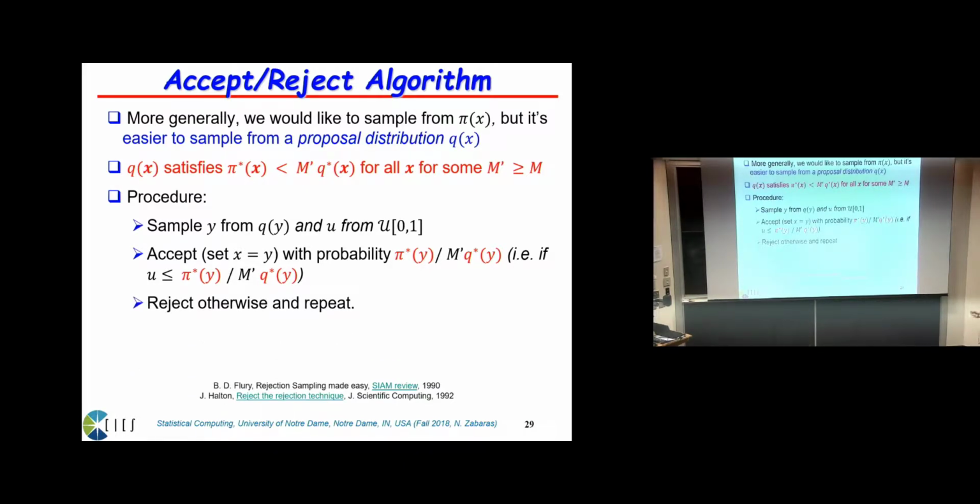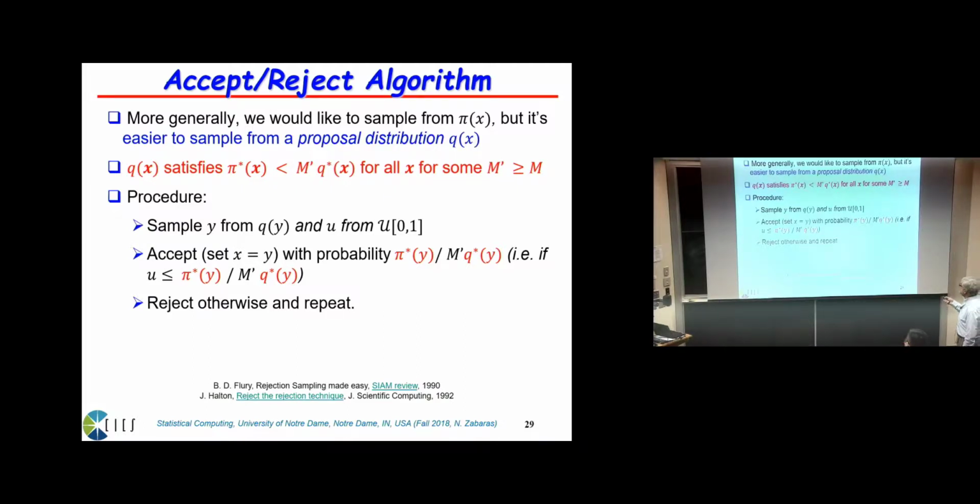Literally, it's a very simple algorithm, 3 lines. So what we do is we sample y from Q of y, and we sample also u from the uniform distribution from 0 to 1, and we accept y with this probability, which effectively means if u is less than that. That's how you implement this. That's why you need u from the uniform distribution. So if u is less than that, you accept y, otherwise you reject and you repeat.